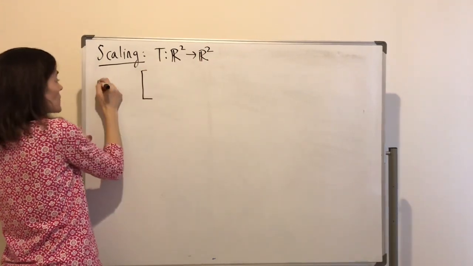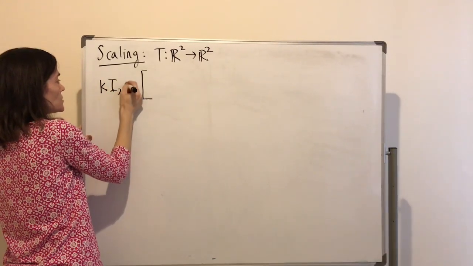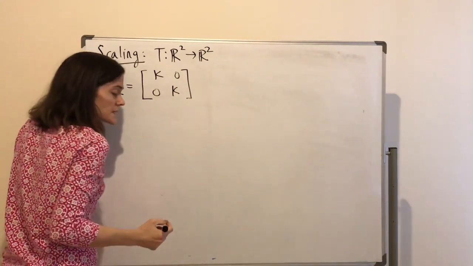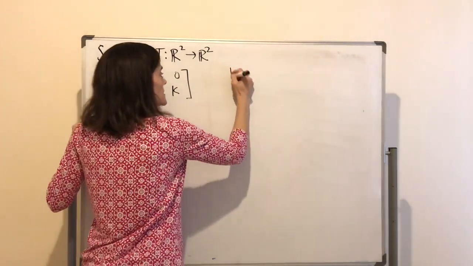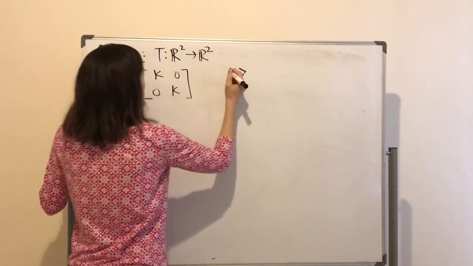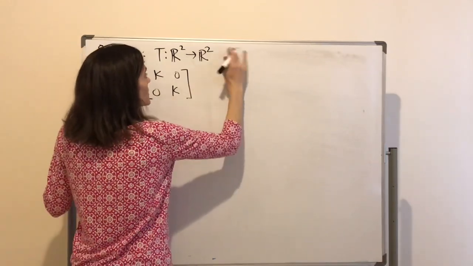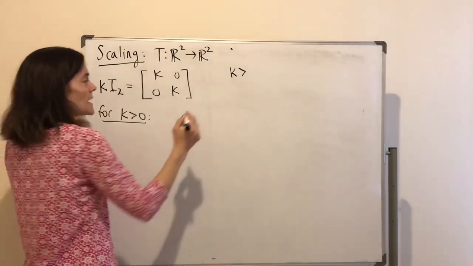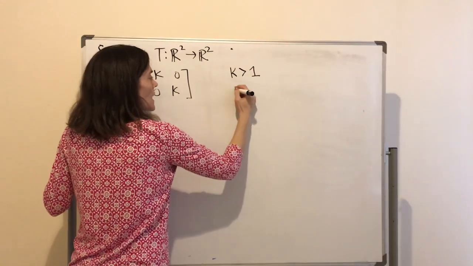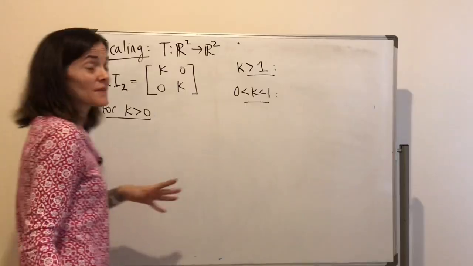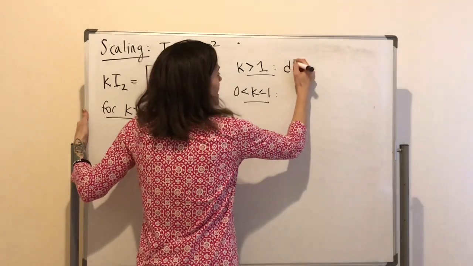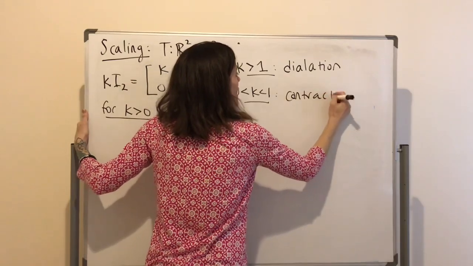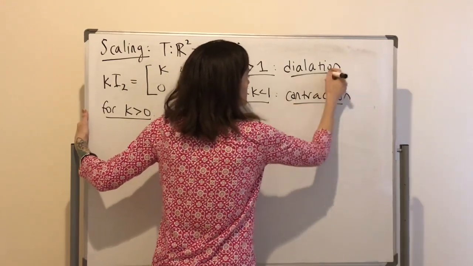Well, we saw one. It would be k times I2, which is k, 0, 0, k. This is scaling, for positive k. If k is bigger than 1, this is called dilation. And if k is less than 1, it's called contraction. Okay, fine. Those are just terms.